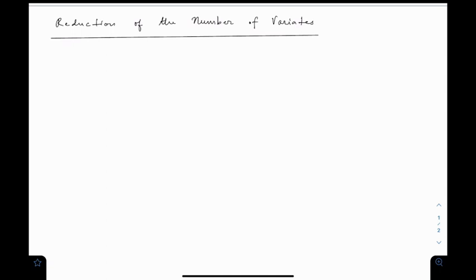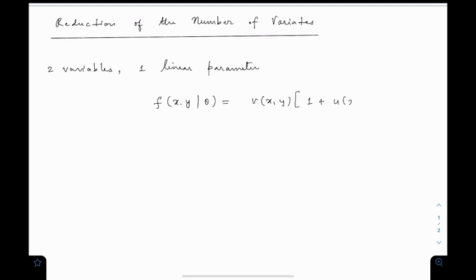Let's start by considering two variables and a single linear parameter. A probability density function of two variates with a linear parameter dependence can always be written in the form f of x comma y given theta equals v of x comma y times 1 plus u of x comma y times theta.